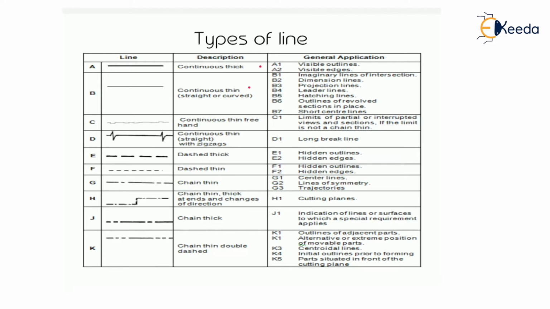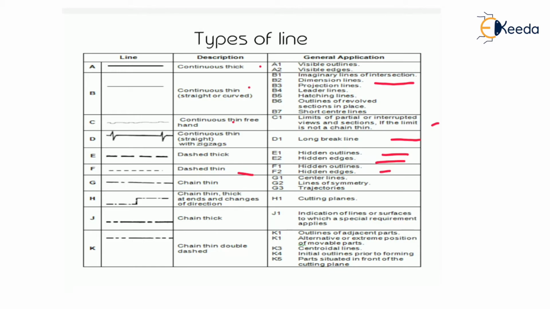Continuous thin line is mostly used for dimension lines. Then continuous thin freehand line is used for limits of a partial. Then continuous thin straight with zigzag line is used as a long break line. Then dash thick line is used as a hidden outline or a hidden edge, also called a projection line. Dash thin line is for hidden outlines and hidden edges.